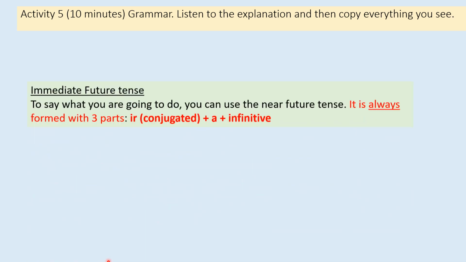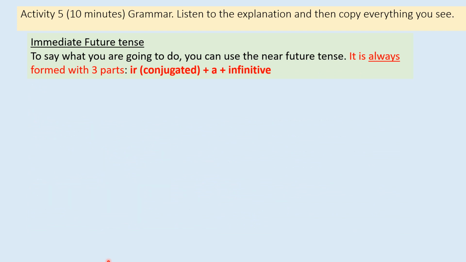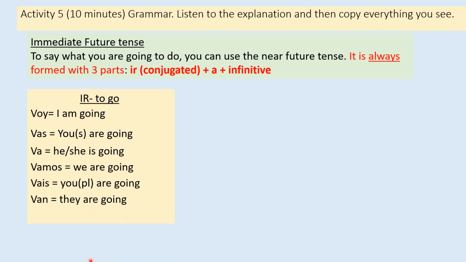So, the immediate future tense is used to talk about things that we're going to do in the near future, and we use the verb ir conjugated in the present tense plus a plus an infinitive. Now these infinitives we've been learning lots and lots over the last few lessons, so they should come hopefully quite easily to you now. So we want to conjugate the verb ir first of all, because ir simply means to go. And we want to say who is going to do the action in the future.